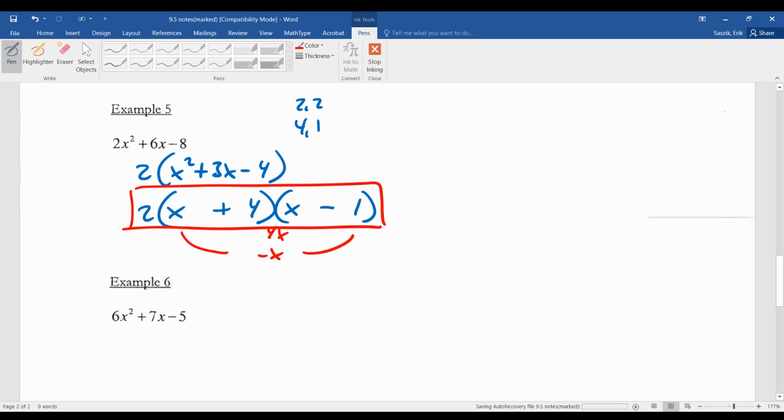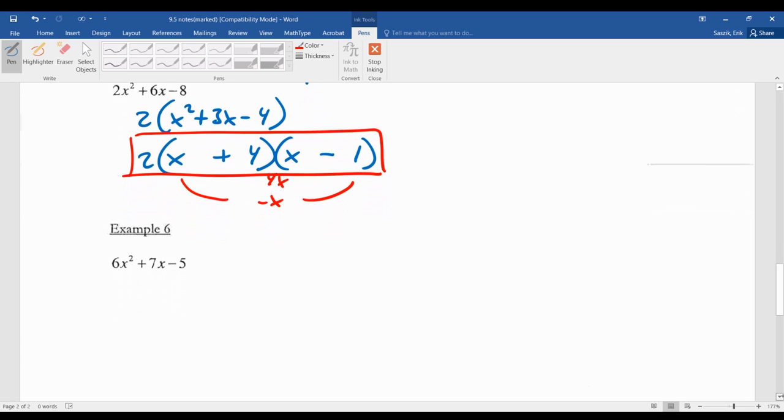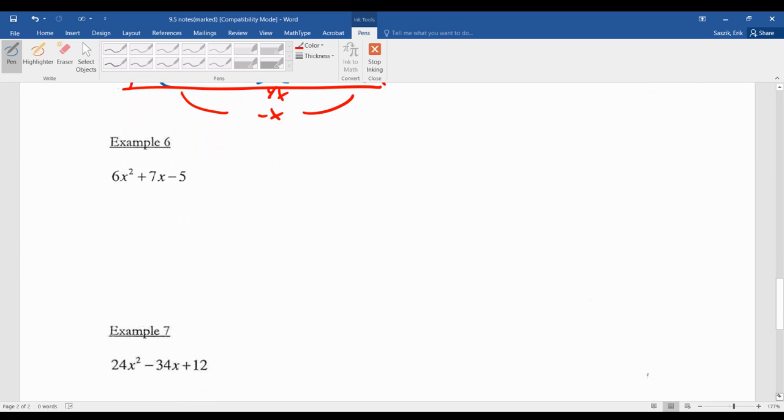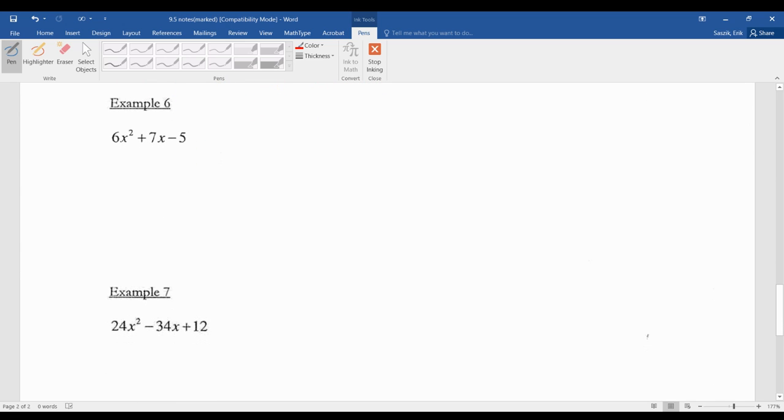Okay, now we're going to get into some that are even harder. For sure. See, watch this one here. There is no GCF for example 6. So that means you can't take anything out. So that means we're going straight to our double parentheses. And what makes this hard is we have options for this front term. This could be like 3 and 2 or 6 and 1.